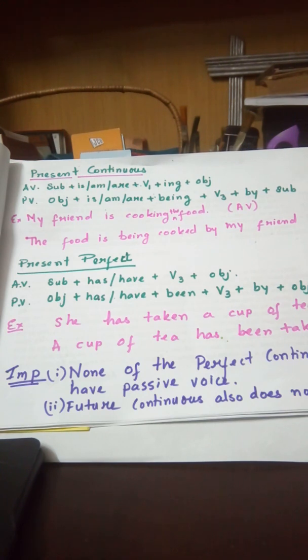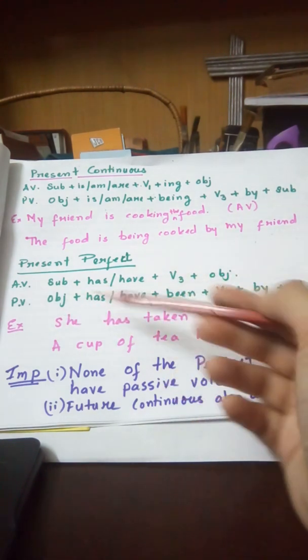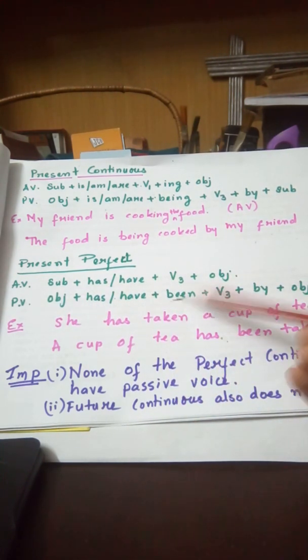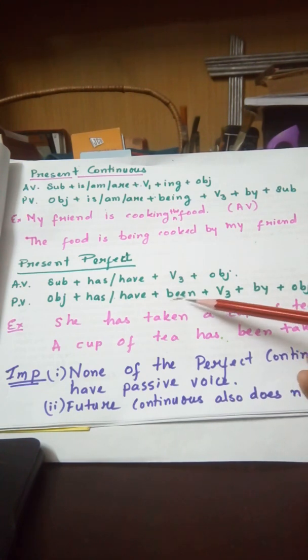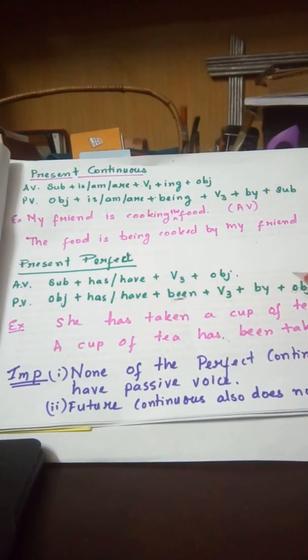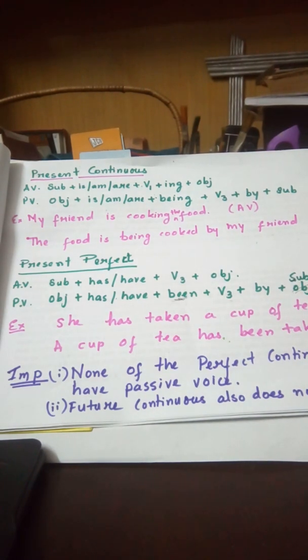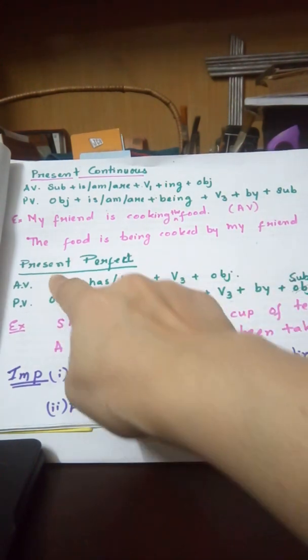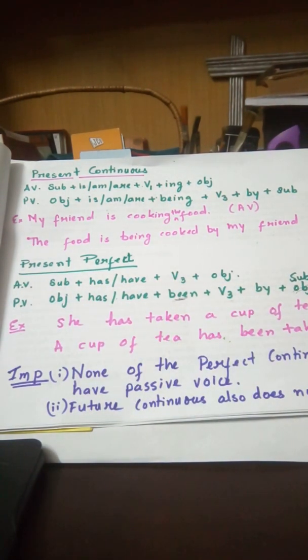Okay, so the active voice of present perfect tense has the structure: subject plus has or have plus V3 plus object. Now passive voice, same thing. The object becomes the subject, has or have, and this new word comes into being, that is been, B-E-E-N, plus V3 form of the verb plus by plus object. Okay, sorry, that's a mistake. This should be the subject. The subject of the active sentence becomes the object in the passive sentence, and this object goes here, the subject comes here. It's just crisscross.